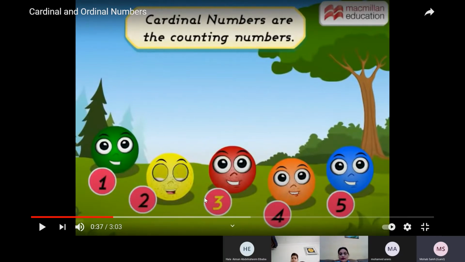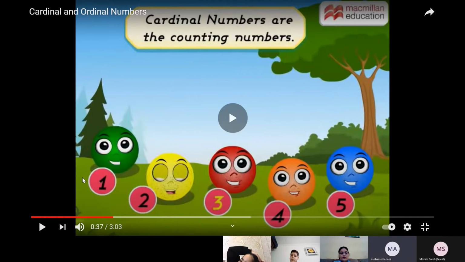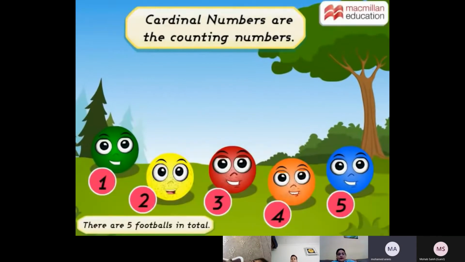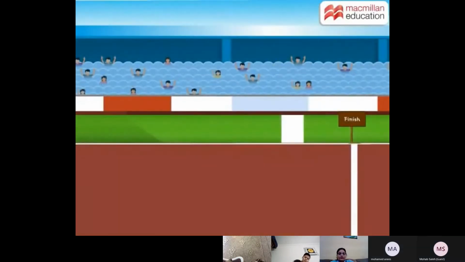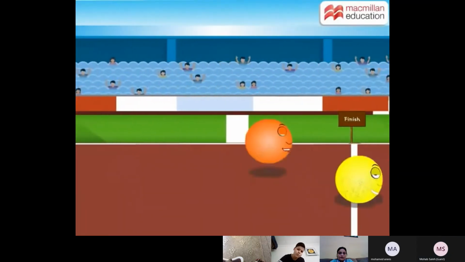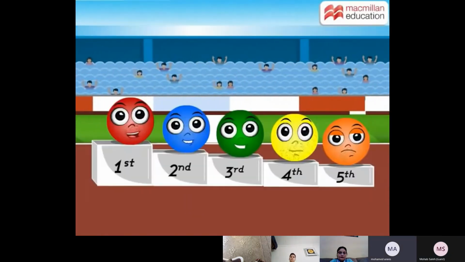So when we write 1, 2, 3, 4, 5 like this in numbers, these are called cardinal numbers. Is that clear? Class, why am I hearing only Mohab? Hello, Miss, I'm back. Miss, what is this?